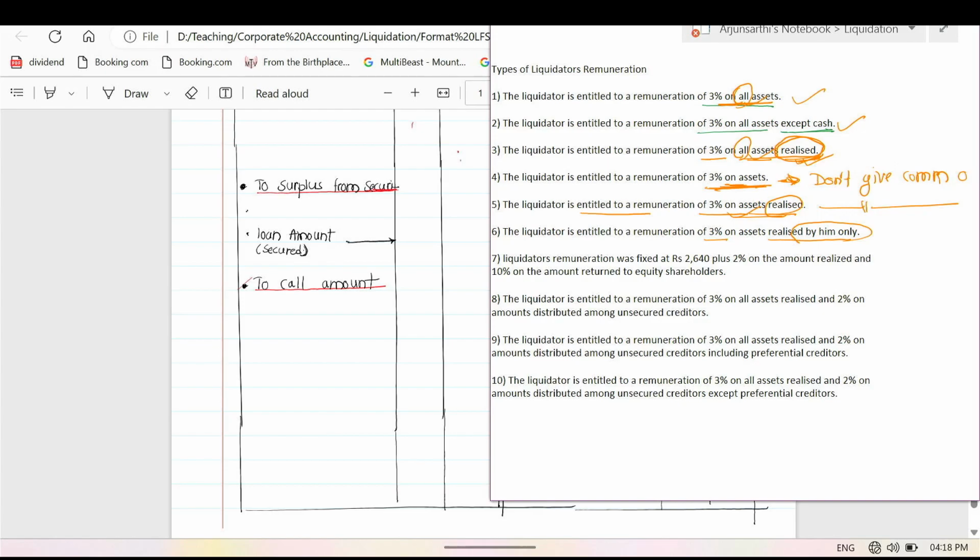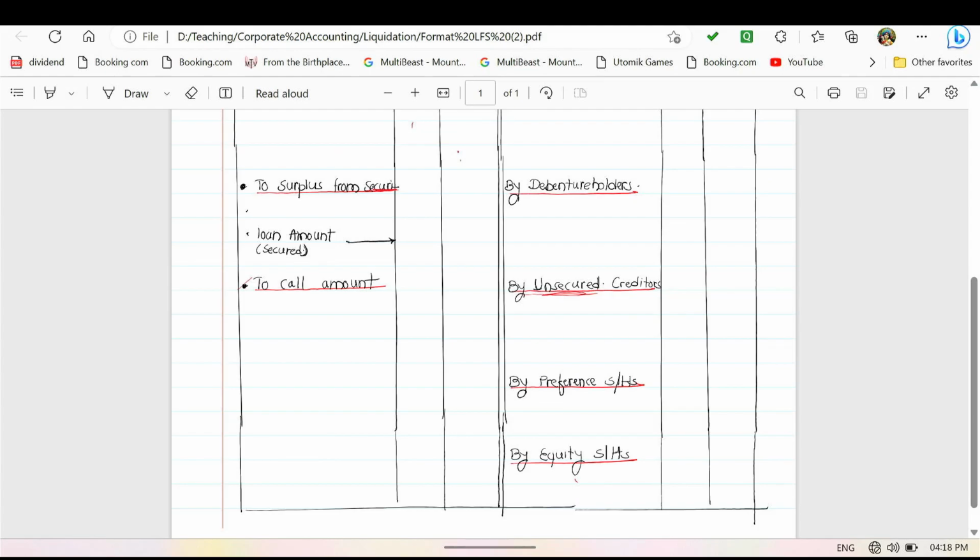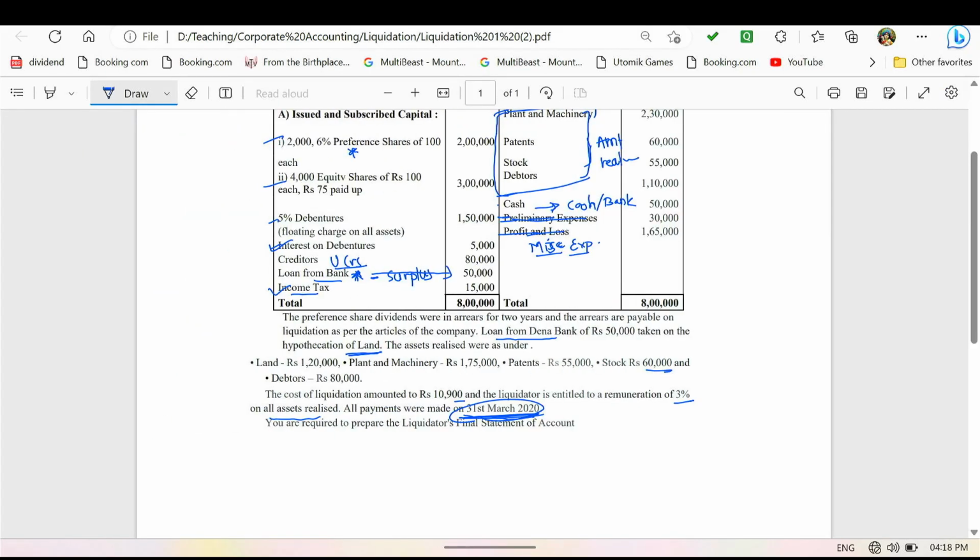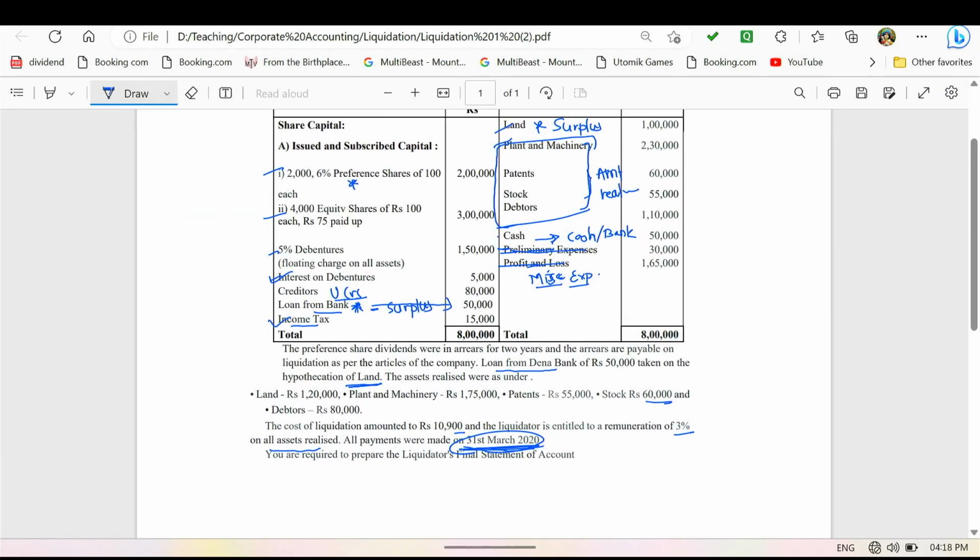Now in Nirali you will find one problem. In this problem, have they mentioned who sold the asset? Dena Bank, to that bank we have given land as hypothecation, but who sold the asset? Here it says the assets realized as under. Have they said the assets realized by liquidator as under? No. That means they haven't said who realized it.